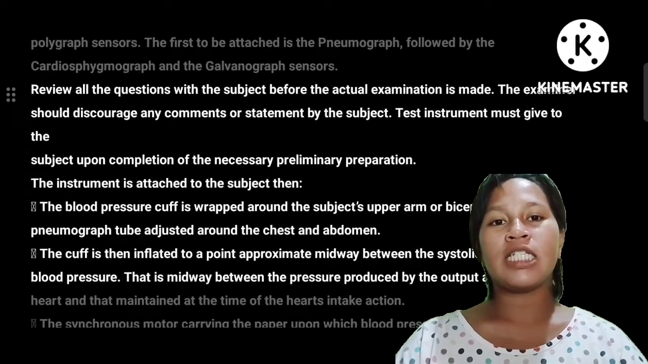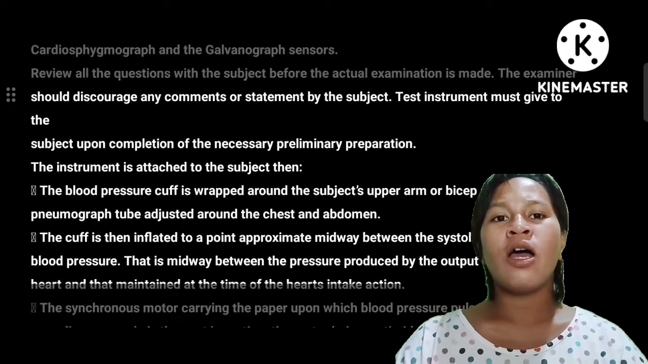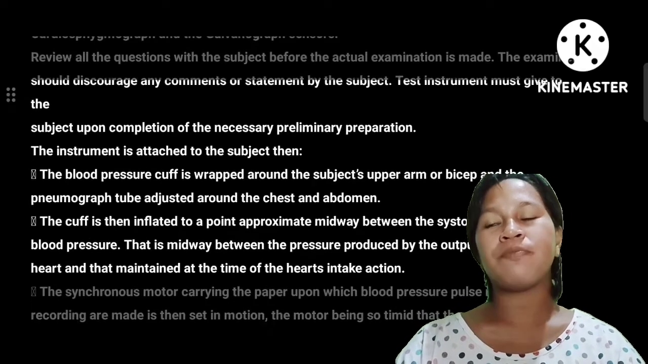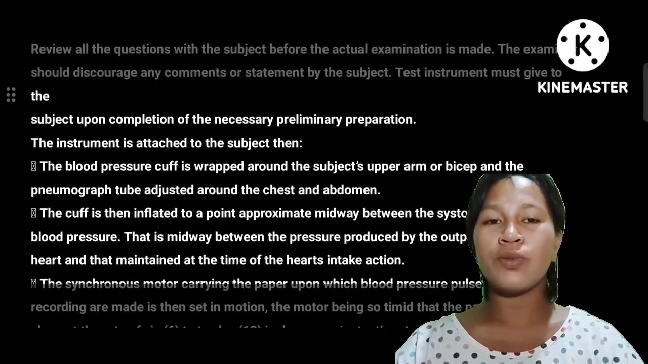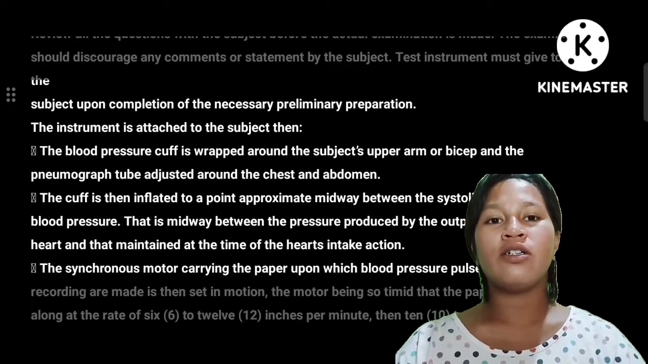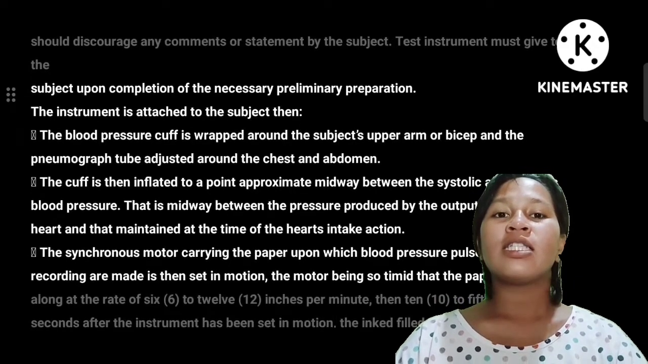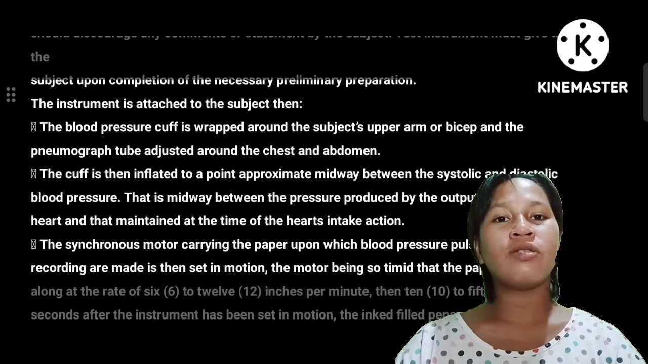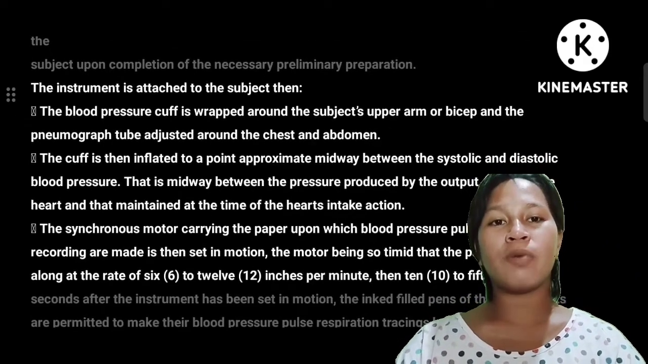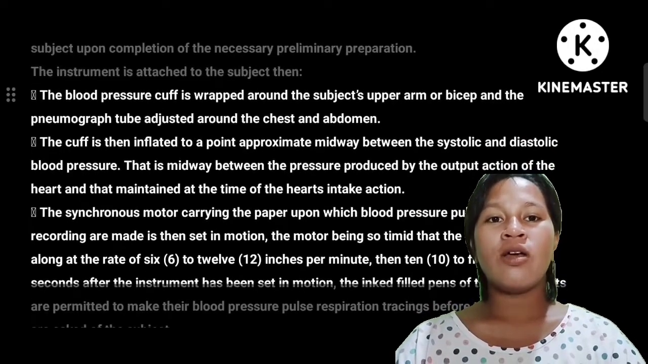The first to be attached is the pneumograph, followed by the cardiosphygmograph and the galvanograph sensors. Review all the questions with the subject before the actual examination is made. The examiner should discourage any comments or statements by the subject. The test instrument must be given to the subject upon completion of the necessary preliminary preparation. The instrument is attached to the subject.